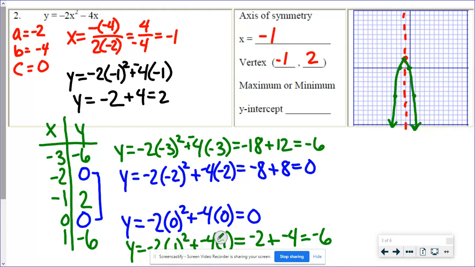This time, that vertex is a maximum. That's the tallest that our graph is going to get. And where this crosses the y-axis is again at 0.